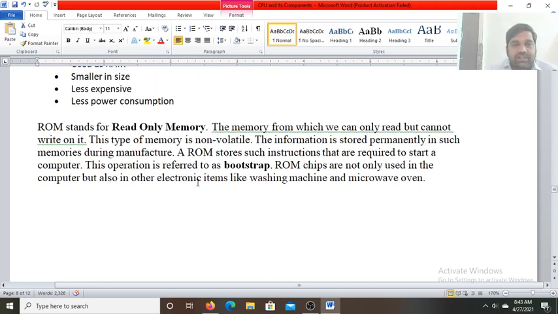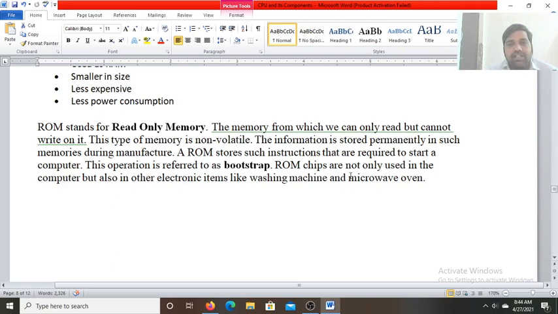ROM stands for read-only memory. The memory from which we can read only but cannot write on it is called the read-only memory. It is non-volatile. The information is stored permanently in such memory during manufacture. At the time of manufacturing the ROM, the data is saved in the ROM. ROM stores the instructions that are required to start a computer, which is called the bootstrap. So the bootstrap program is stored on the ROM.